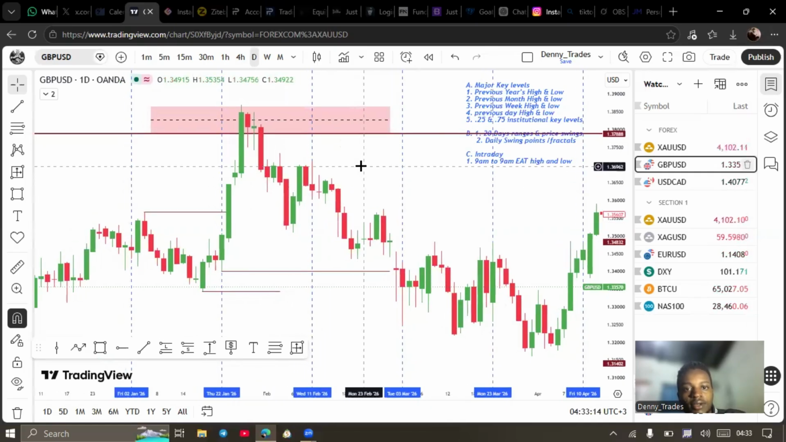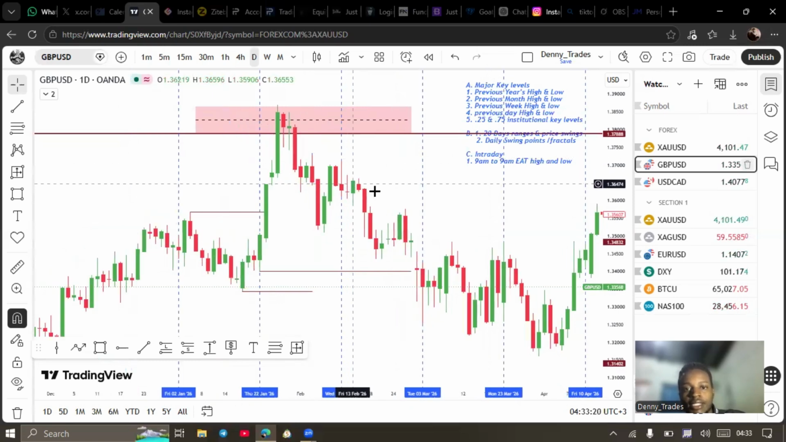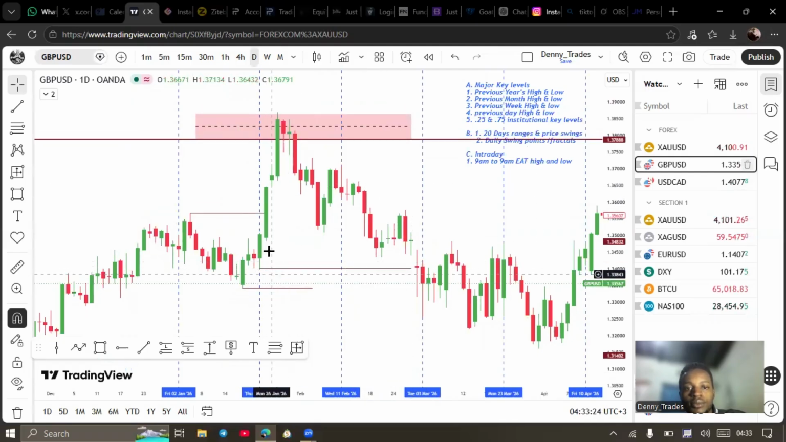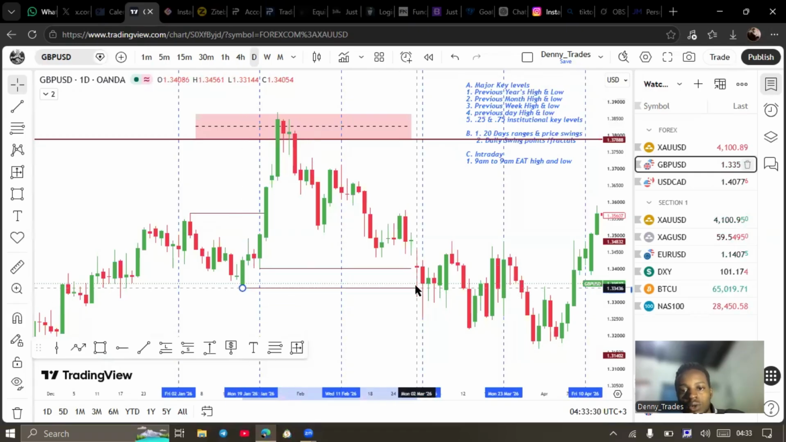And now for you to know whether the bearishness or bias is continuing, you look for the previous 20 days range low. Okay, and that is where the market is going to go. Okay, so if you have been struggling with bias, the daily swing points or fractals and the 20 days ranges is going to help you.